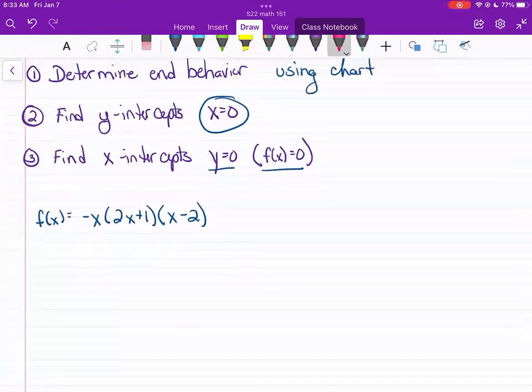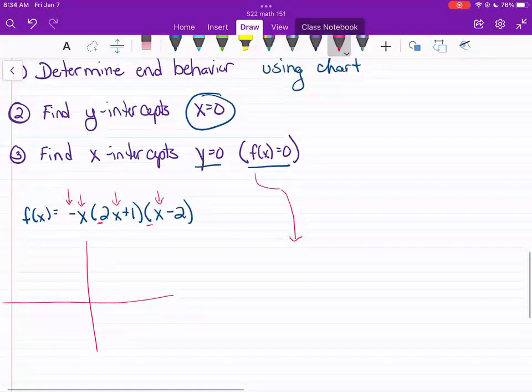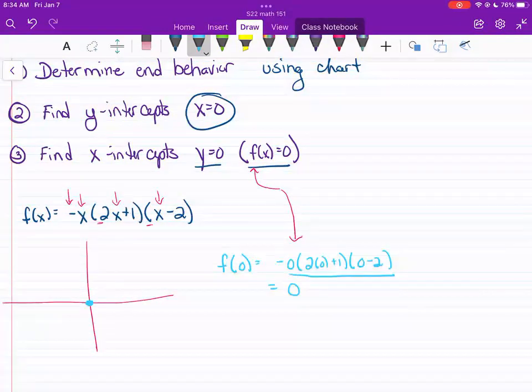First, determine our end behavior. Notice there are 3 x's that we would multiply together, and our leading coefficient will be negative since both of these are positive. So that tells us in general that the right side is going to go down. The degree is odd though, so the left side is going to go up. Our second step is we want to determine the y-intercepts. So we're going to plug in 0 for x, which gives us 0 times 2 times 0 plus 1 times 0 minus 2. Remember, 0 times anything is 0. So our y-intercept happens to be 0, 0.